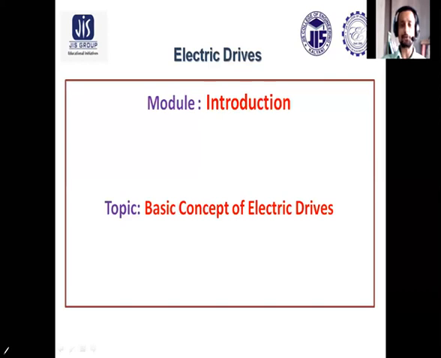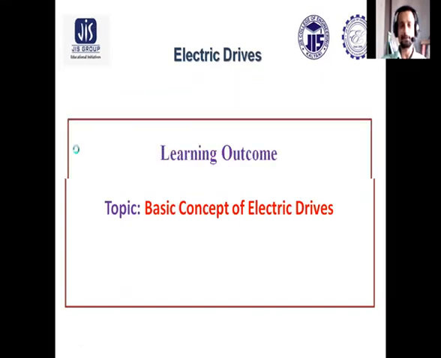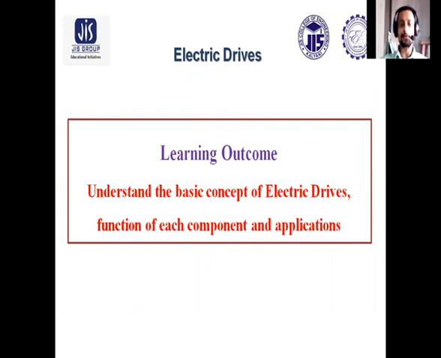Electric drive deals with all those parts. So today we'll be discussing the basic concept of electric drives. What is the learning outcome of today's lesson? To understand the basic concept of electric drives, to get familiarized with the function of each component of electric drives, and the advantages, disadvantages, and applications of electric drives.